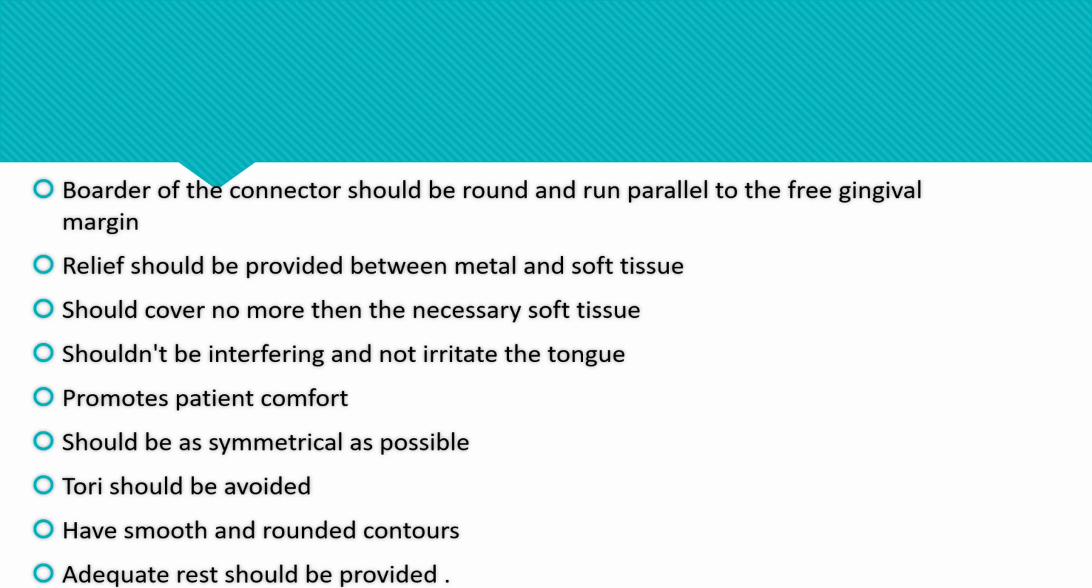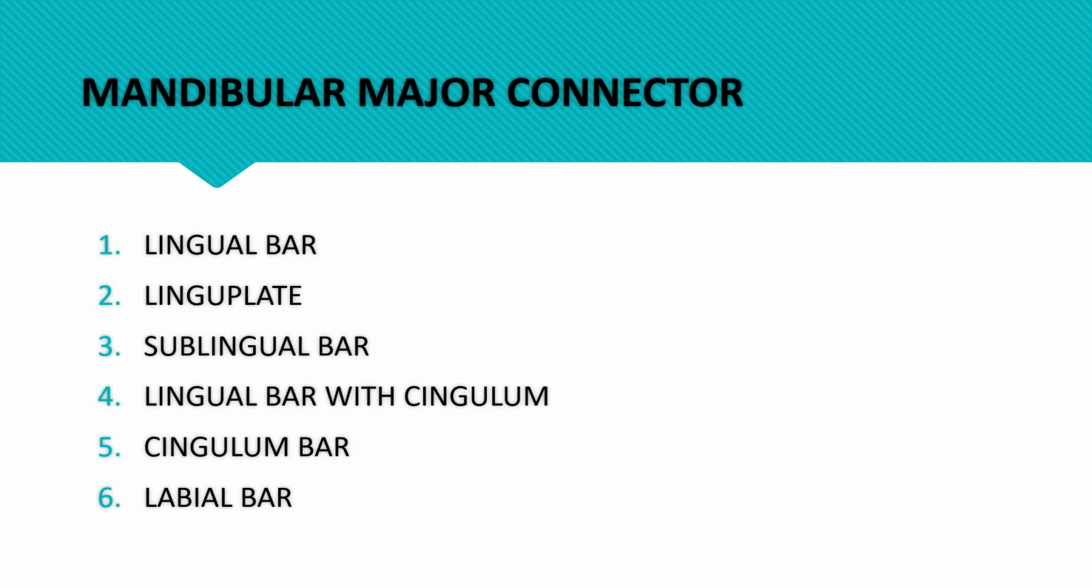So these were some basic design considerations that you have to keep in mind for major connectors. Then obviously you have two arches, the mandibular arch and the maxillary arch. You have some designs for the mandibular arch major connector, and some different designs for the maxillary arch. In the mandibular arch we have six types of major connectors.